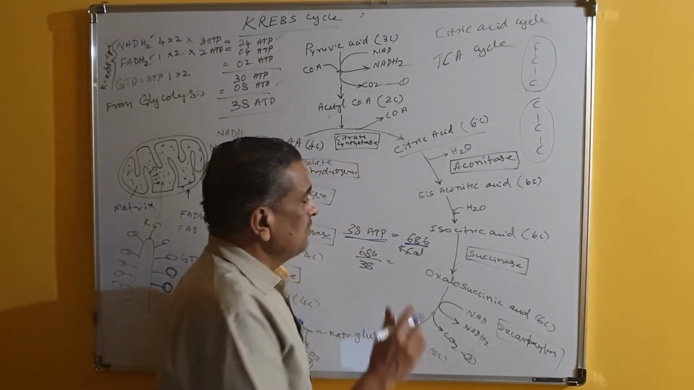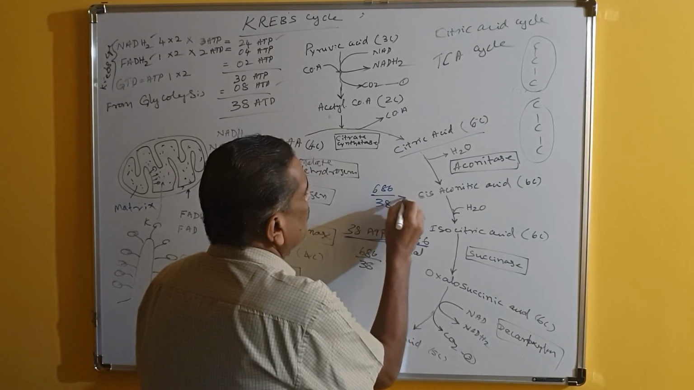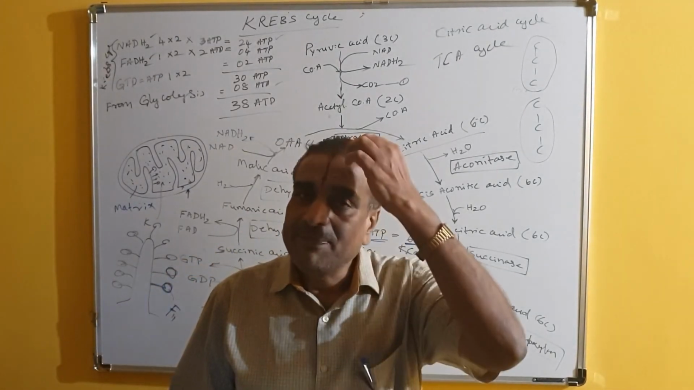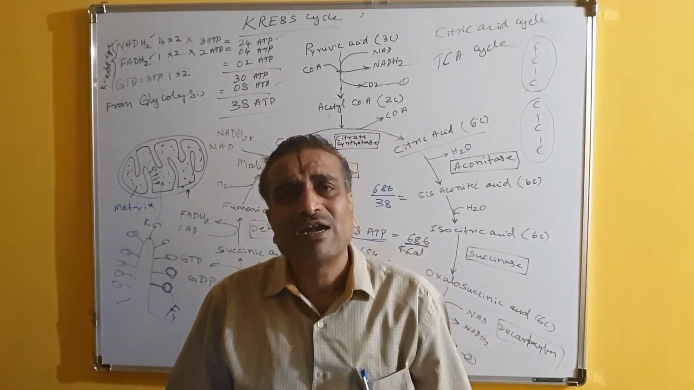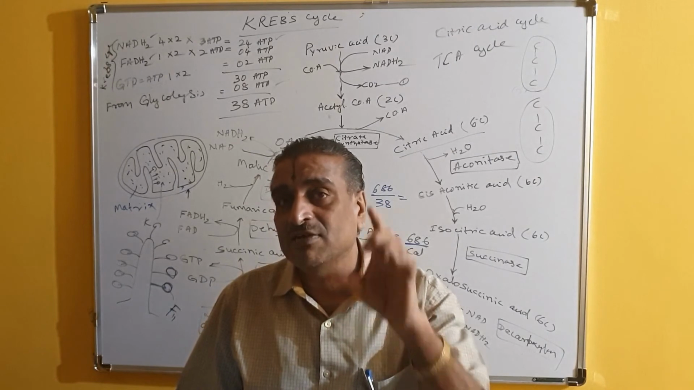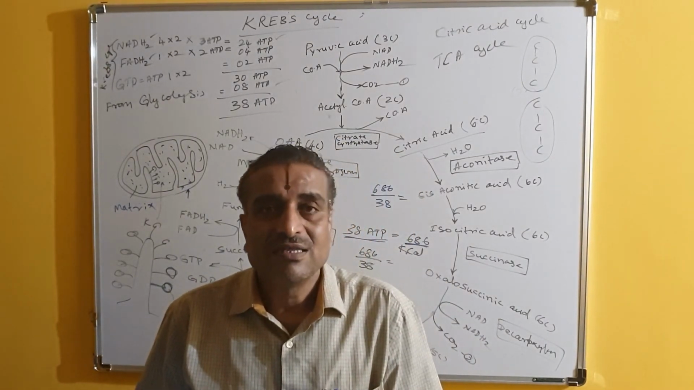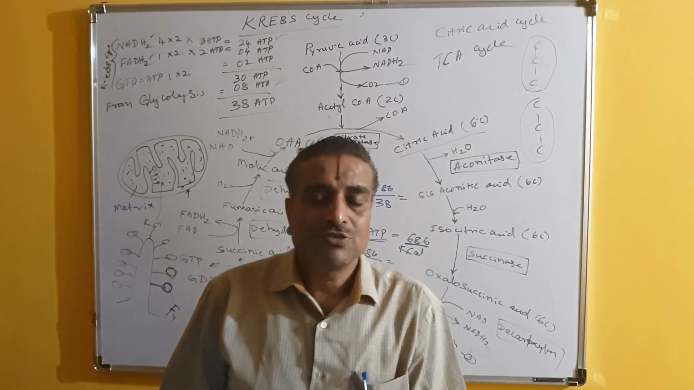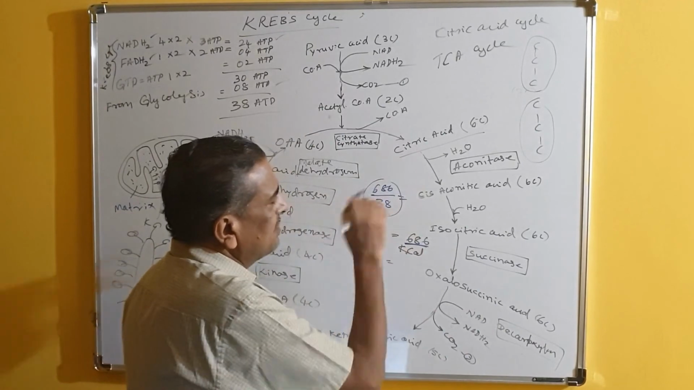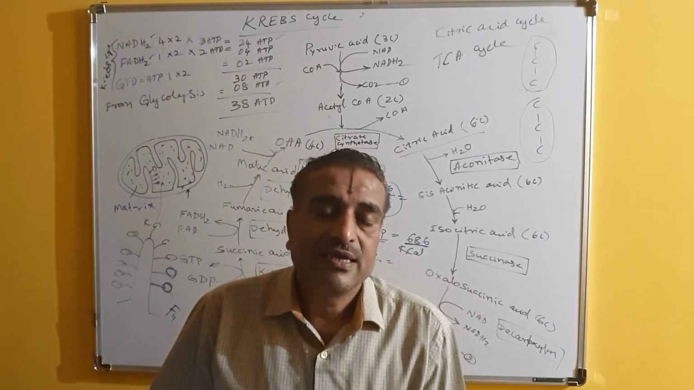And if you divide 686 by 38, whatever comes here is the value of 1 ATP. For 1 ATP molecule, I think it is 3.48 something. So the energy content of 1 ATP is 3 point something. So if you calculate, you will come to know. So this is what is known as respiration.